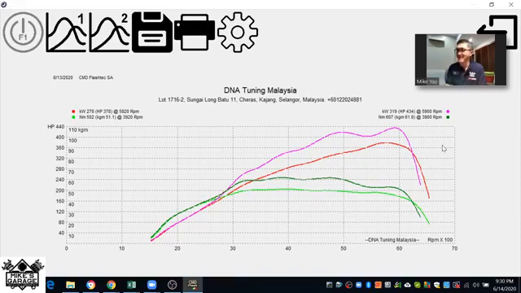Why? Because today we are talking about dyno charts, so we shall concentrate on that. On the Passat CC, hopefully we can talk about that later.